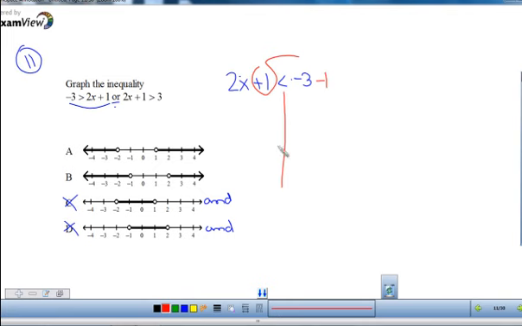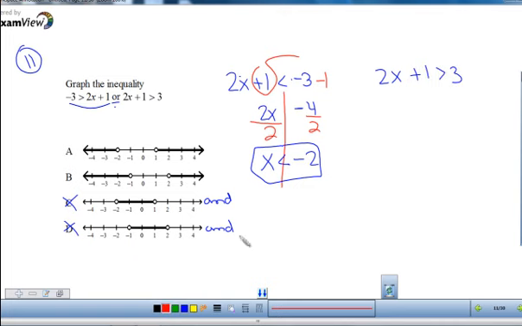I'm going to subtract 1. Negative 3 minus 1, same signs we add and keep. Bring down our 2x. Then we're going to divide by 2. Negative 4 divided by 2 is negative 2. And then I bring down the inequality sign. I don't flip the inequality sign because I did not divide by a negative number.